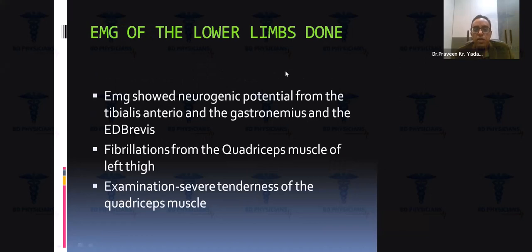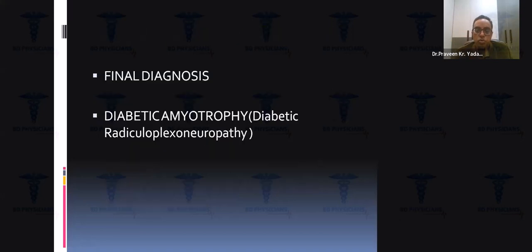So we performed an EMG of the proximal muscles. We sampled the quadriceps muscles with the EMG, and there are fibrillations seen in the quadriceps muscle. And during the EMG examination, the quadriceps muscle showed severe tenderness. So the diagnosis here was diabetic amyotrophy or diabetic radiculoplexoneuropathy, and it's not a lumbar radiculopathy. Because of this, we'll not go for a surgical treatment in this patient. We'll rather manage the patient conservatively and symptomatically.